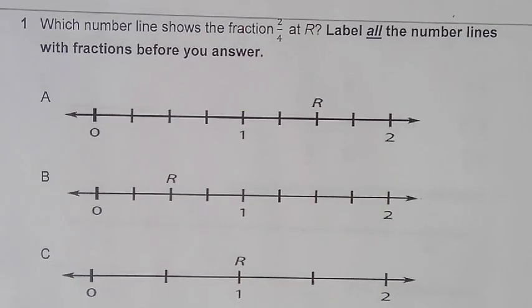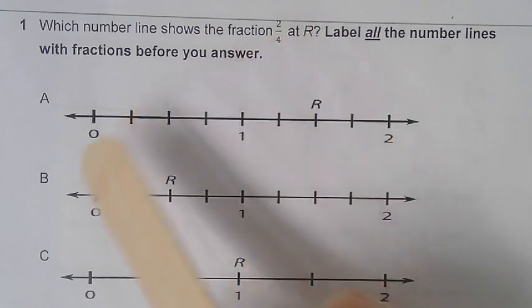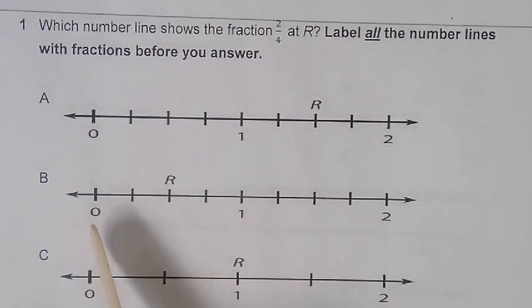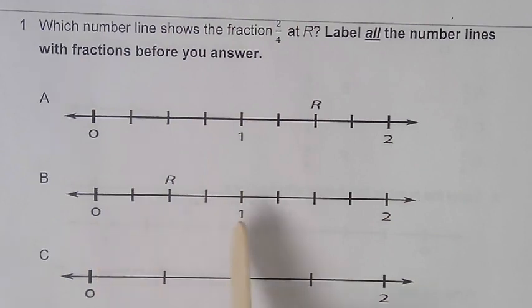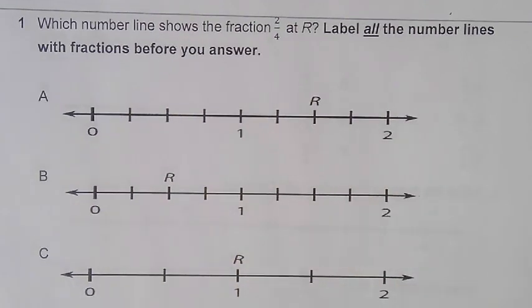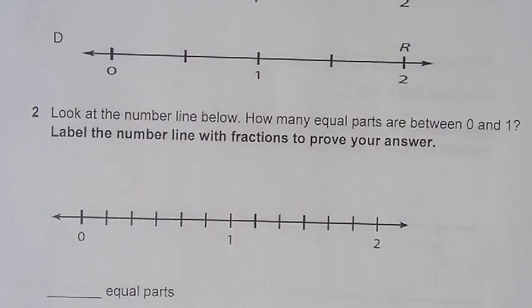After you've labeled the number line, you're going to look back. Was R at 2/4? If not, leave it alone. If it is, circle it. You're going to do this for each of the number lines. Go ahead and count the equal parts in one whole. That's going to be your denominator, and then make sure you label each of the tick marks, the whole number line. If point R is at 2/4, circle the letter. All right, pause the video and unpause when you're ready to look at the next question.